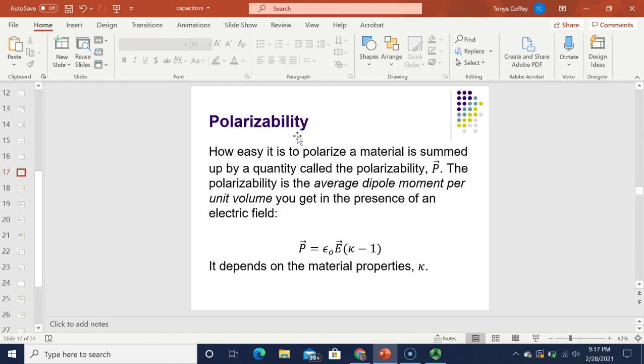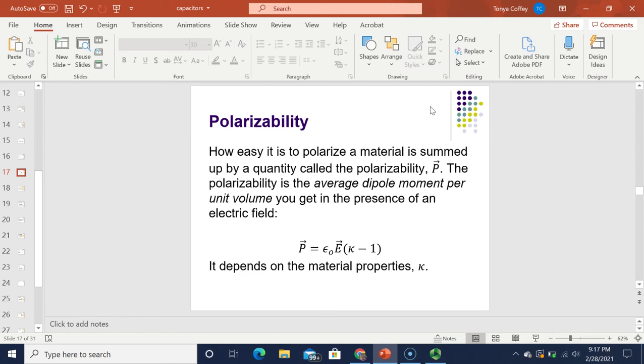Now, we can quantify how easy it is to get all this to happen. What I mean by all this to happen is, first of all, you've got to induce your dipole moment. And then second of all, you've got to rotate your dipoles to align with the field. And of course, that's going to be a material dependent property, right?